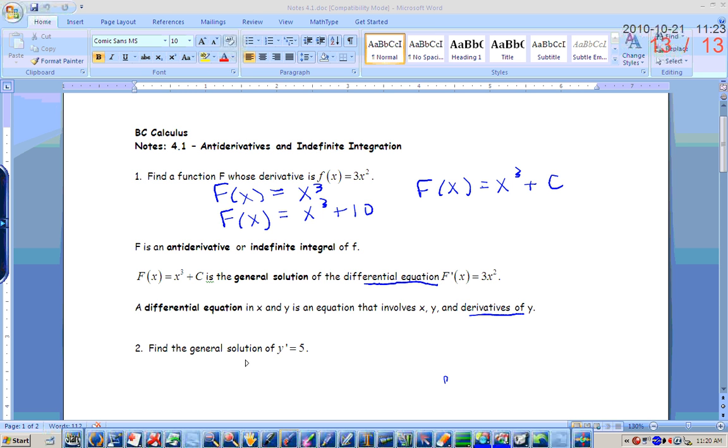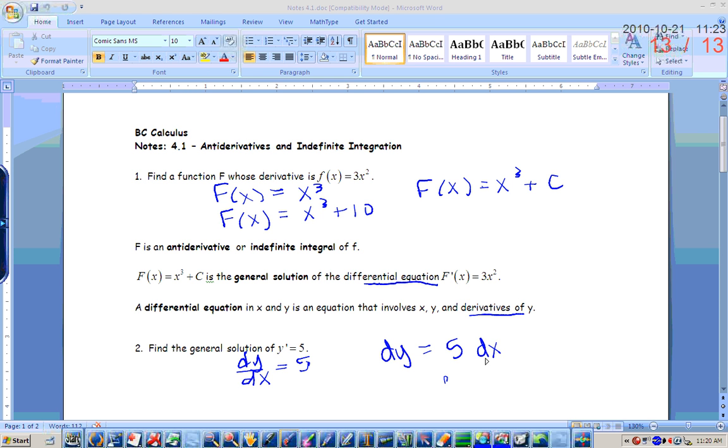Okay, so find a general solution of y prime equals 5. In cases like this, I like to rewrite y prime as dy dx. And then, and this is a very, very simple example, but they will get harder, so I want to kind of teach you the right steps here. Then I like to get everything that has a y on one side and everything that has an x on the other. Meaning, if I were to cross multiply, then it would be dy equals 5 dx.